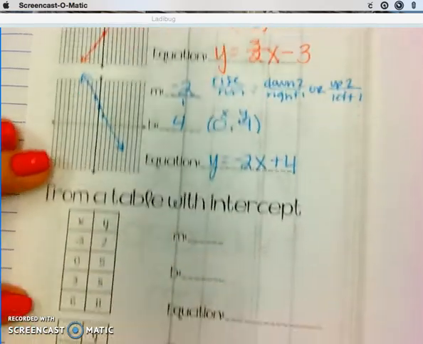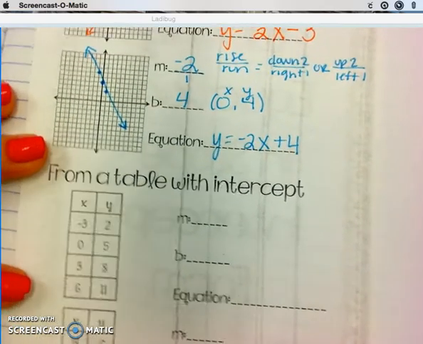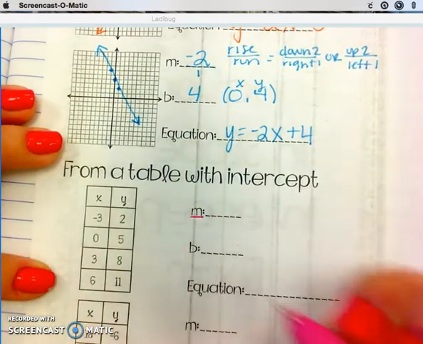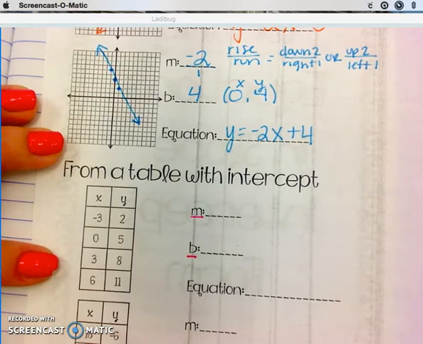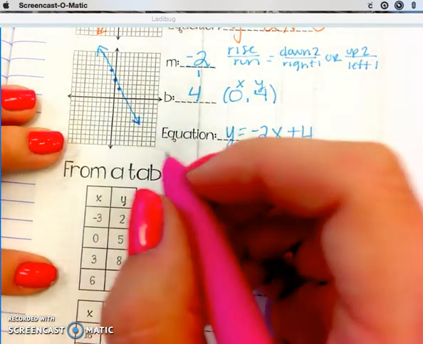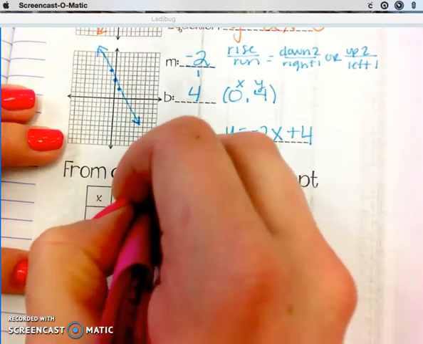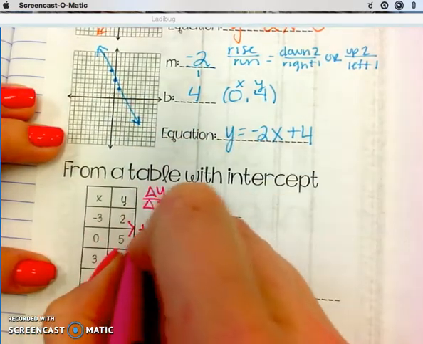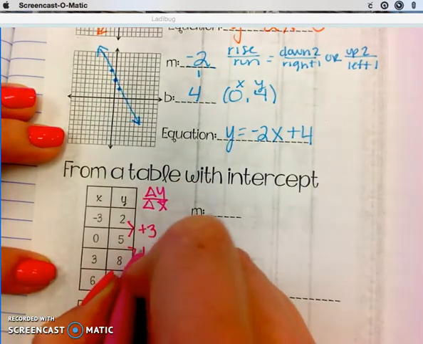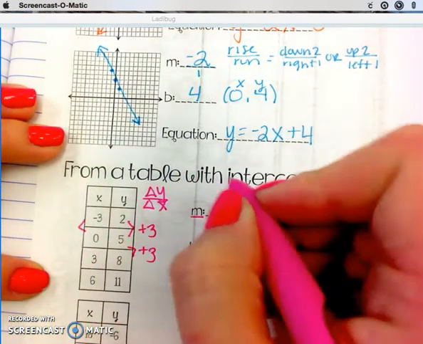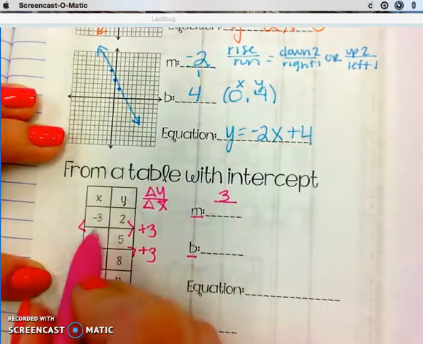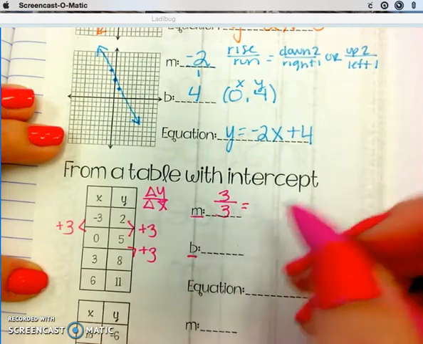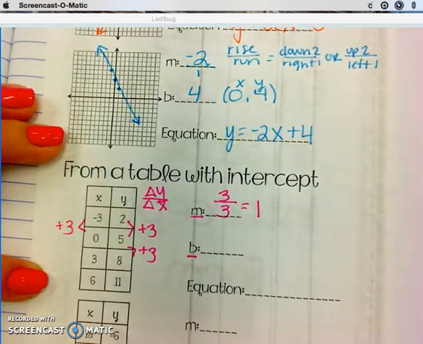To find the equation of a line from a table, the first thing you have to find is your slope, and then you'll need your intercept. To find slope from a table, remember the change in y over the change in x. Well, how does y change? I'm going up 3 every time, right? And so it's going to be 3 over, I'm going from -3 to 0, I'm going up 3 here too. 3 over 3 is a slope of 1.